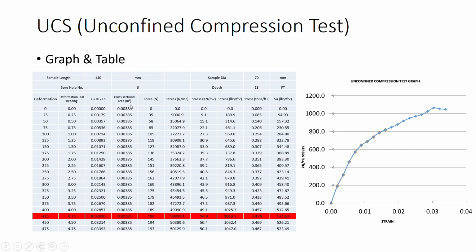This is the cross-sectional area, found by the pi r square formula. This is the force value noted down from the gauge. This is the stress, found by dividing the force value by the cross-sectional area. This is the stress in different units. Here you can see the graph showing stress versus strain, with the stress values and the strain values.